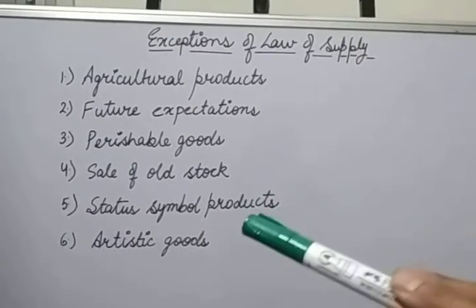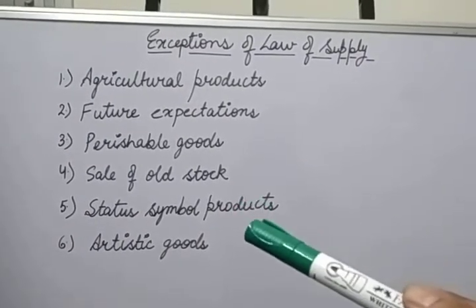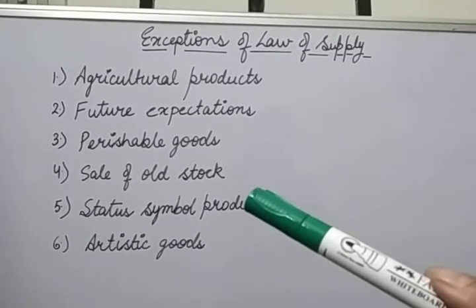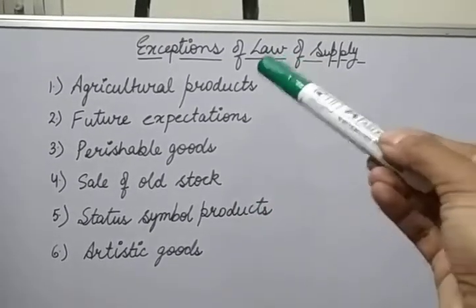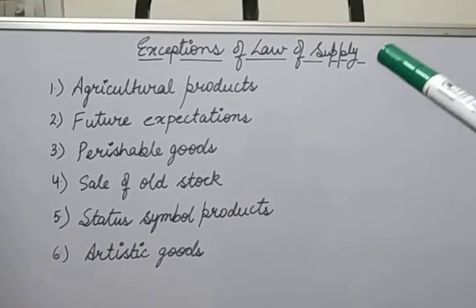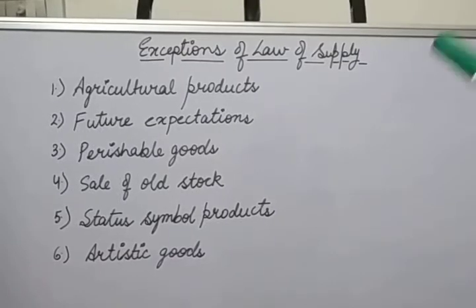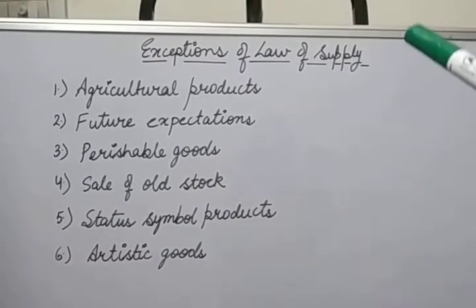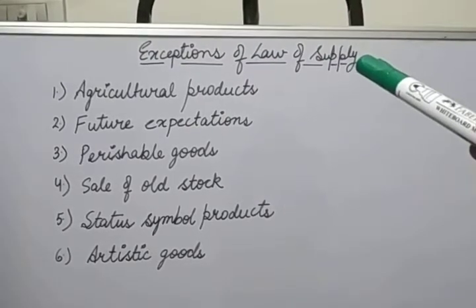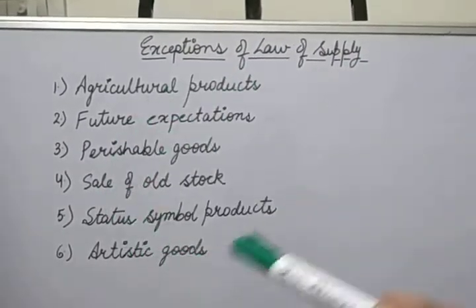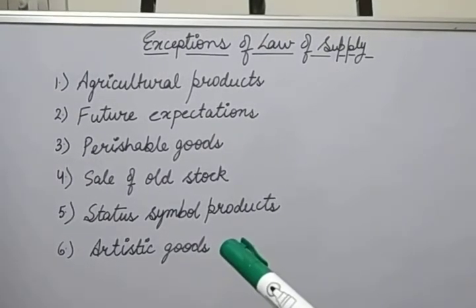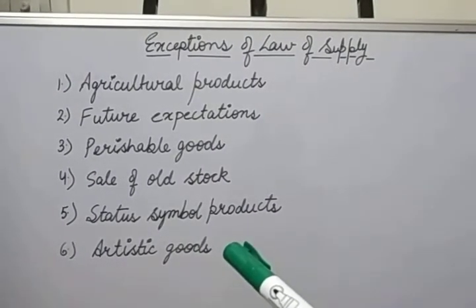That means price and quantity will not go in the same direction. If price increases, quantity decreases; if price decreases, quantity increases. Whereas our law of supply says that there is a direct relationship: if price increases, quantity increases; if price decreases, quantity decreases. So now let's start the exceptional cases of the law of supply in which the supply curve is not positively sloped, that is, it is negatively sloped.